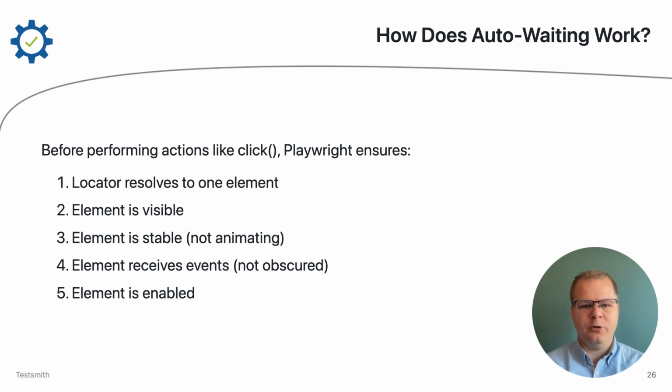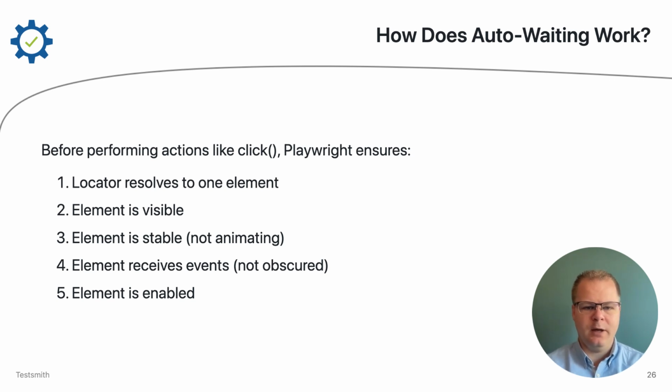Before Playwright executes the click, it ensures the following. 1. The element you're interacting with must be clearly defined, so there's no ambiguity about which element is being clicked. 2. The element must be visible on the screen, ensuring you don't attempt to click on something hidden. 3. This means the element isn't moving, animating, or transitioning, which ensures you're interacting with a stable element.